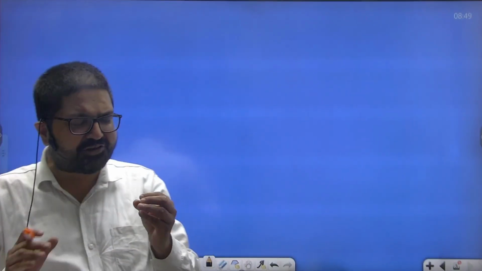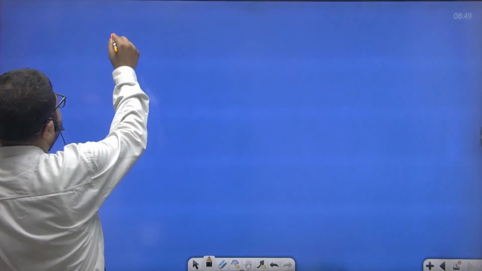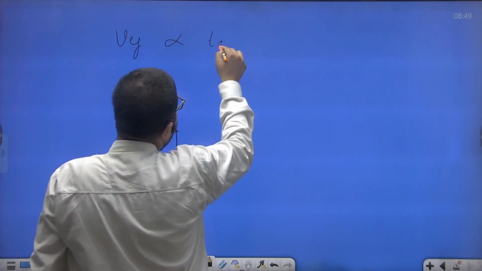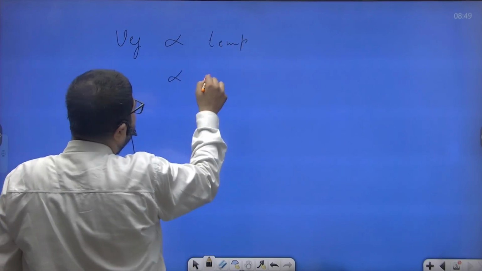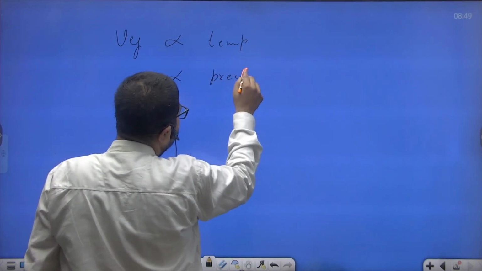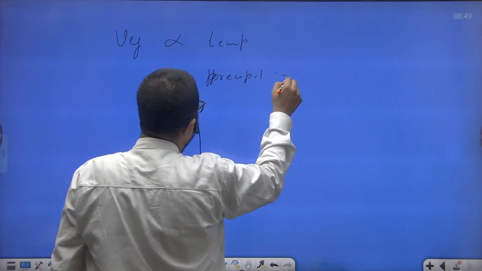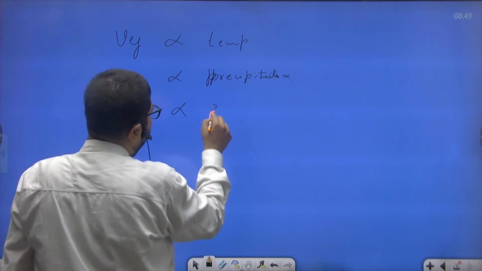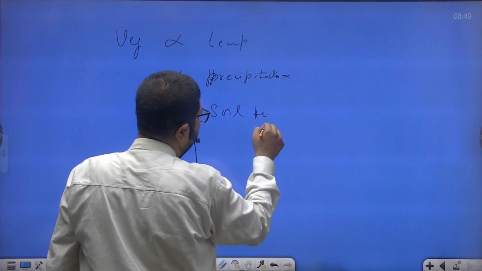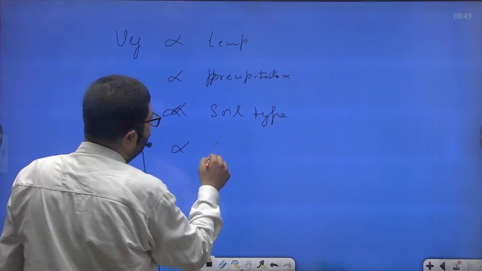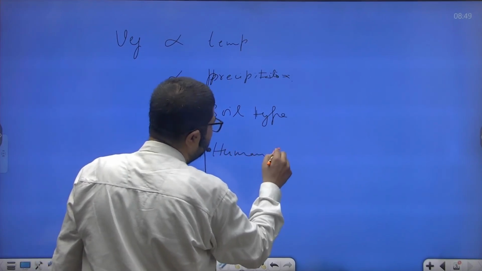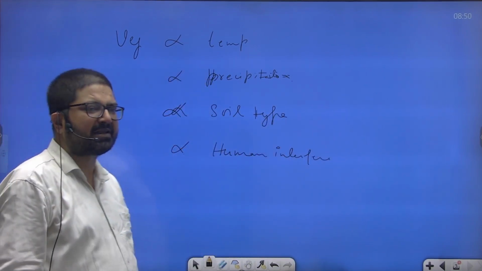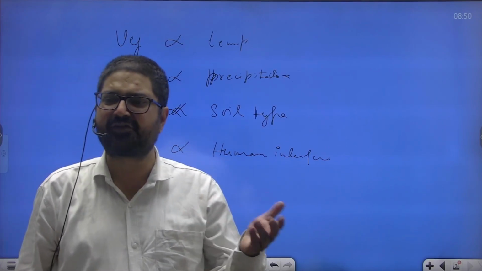See, the vegetation of any place is directly dependent upon the temperature prevailing at that place, the amount of precipitation received by that place, soil type, nature of soil, and above all, human interference. Most important factor nowadays, human interference. Man has been responsible for the various changes in the gradation of vegetation.